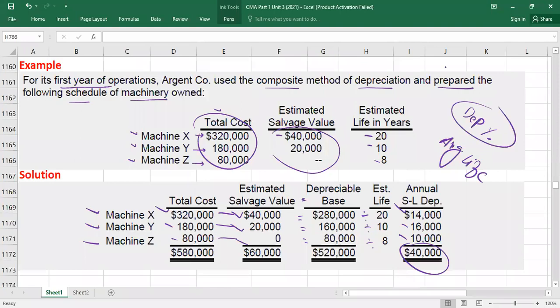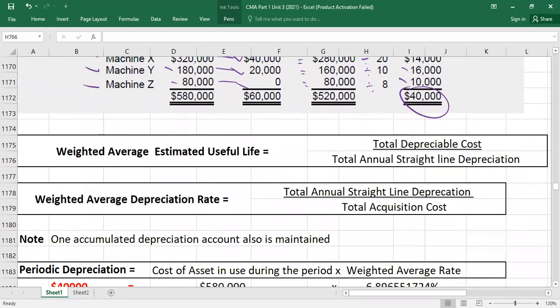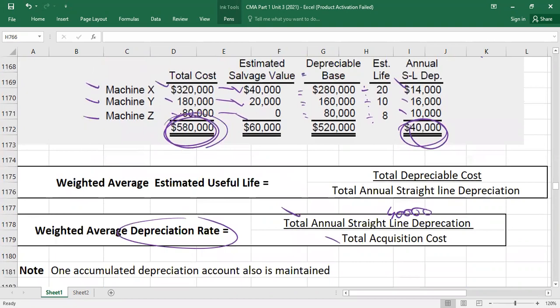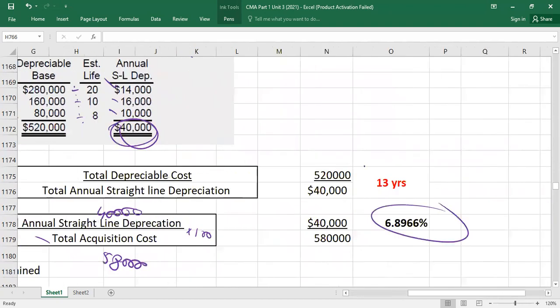So how to calculate the depreciation percentage? Here is the formula. Depreciation rate, it's called the weighted average rate. What is the formula? Total annual straight line depreciation divided by total acquisition cost. Tell me, annual depreciation is how much? 40,000. And cost is how much? This is the initial cost, 580,000, and multiply by 100. This will give you the depreciation percentage.